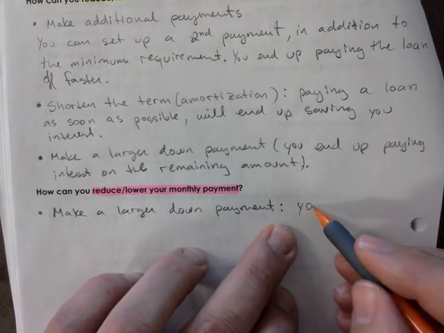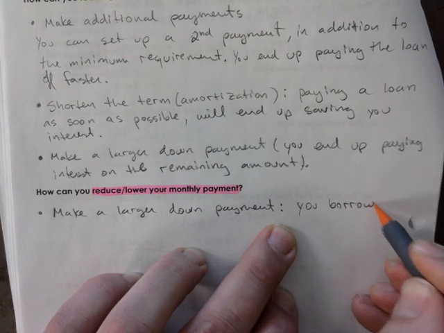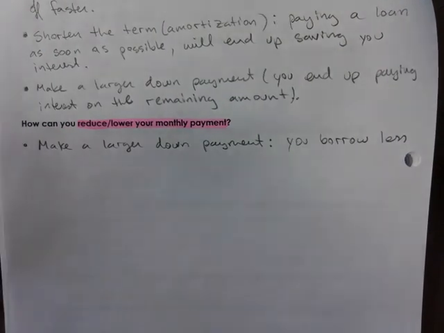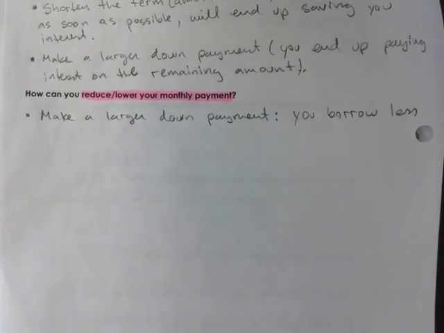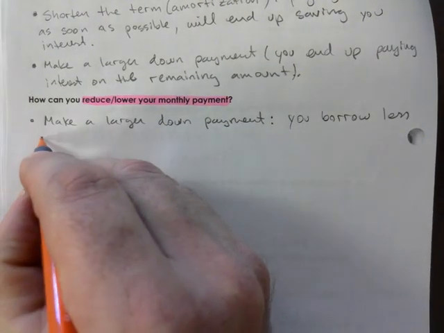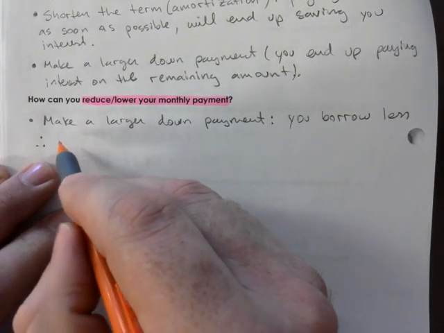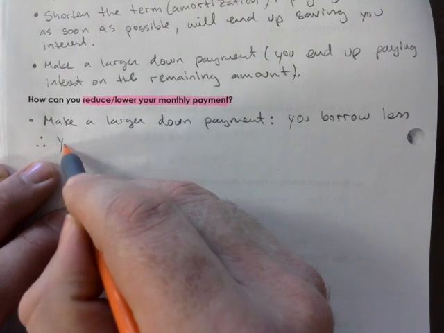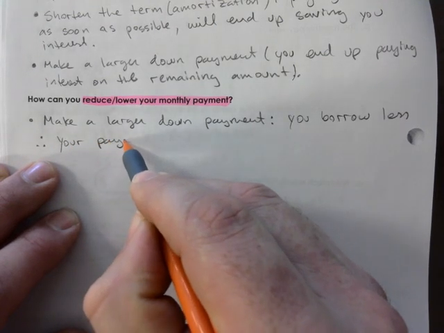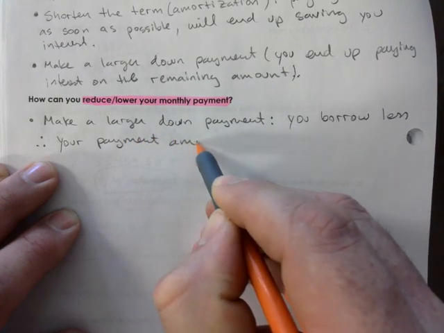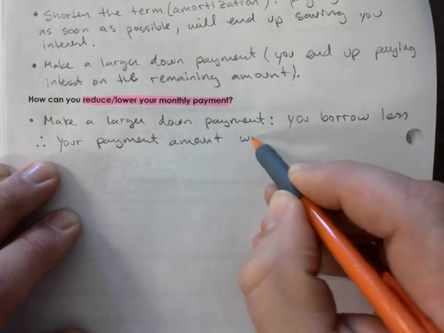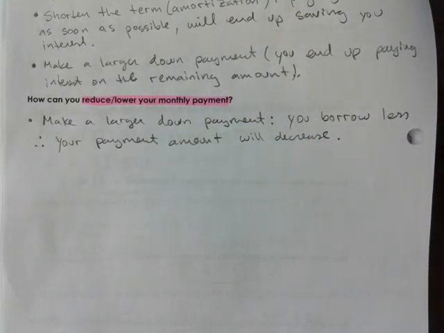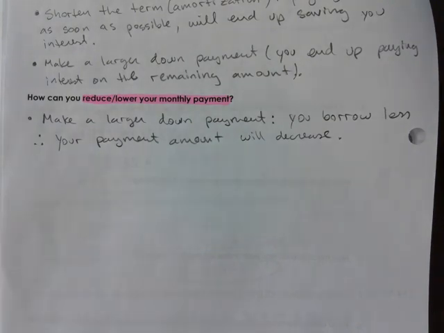Page 31. You borrow less. Did I talk about the therefore symbol in math or no? The three dots. Therefore, your payment amount will decrease. And a good study sheet, you get creative, right?